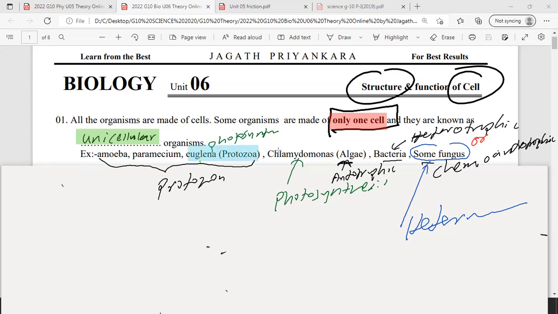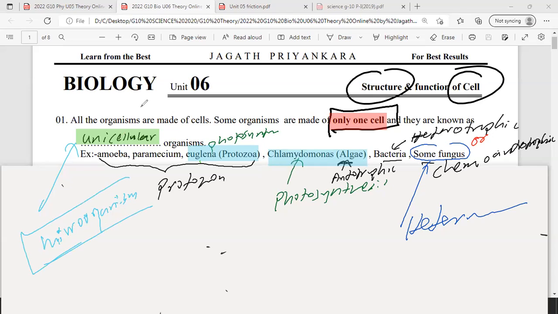Euglena photosynthetic autotrophic, Chlamydomonas photosynthetic autotrophic, and some bacteria actually chemoautotrophic but not photoautotrophic. Photo means light is used to produce food by photosynthesis. Light energy is required. Okay, so unicellular organisms are microorganisms. But all unicellular organisms are micro, but it doesn't mean all microorganisms are unicellular.